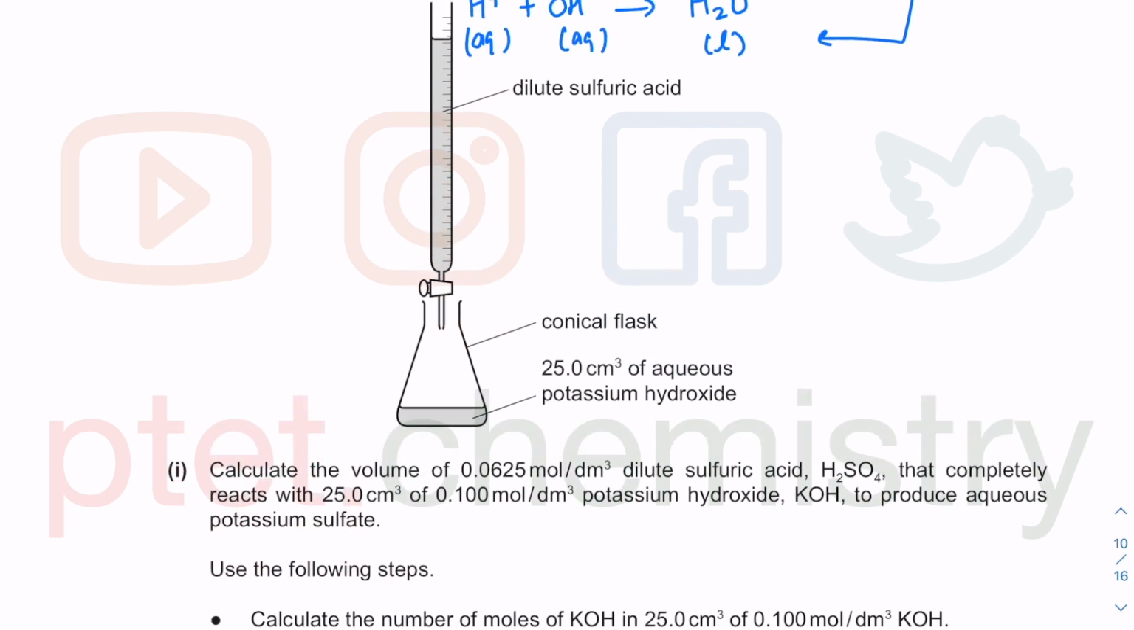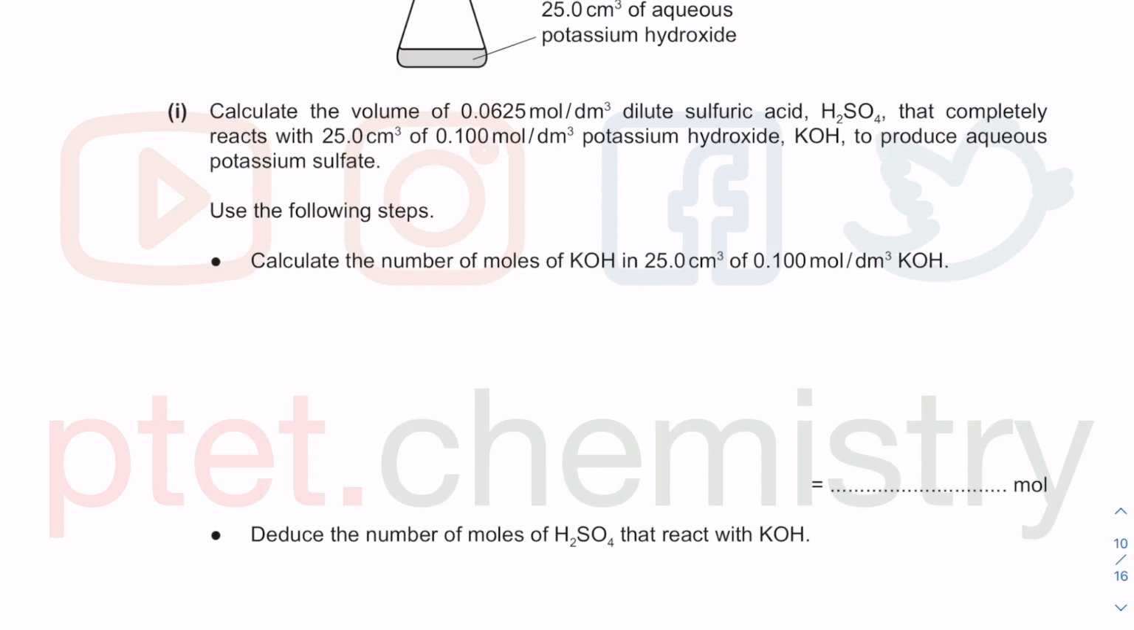In this kind of titration between a colorless solution and colorless solutions, you need something called an indicator. So a suitable indicator would include things like bromothymol blue, phenolphthalein, or methyl orange, which is very, very common. Well, we have to do some calculations here. So first of all, calculate the number of moles of potassium hydroxide.